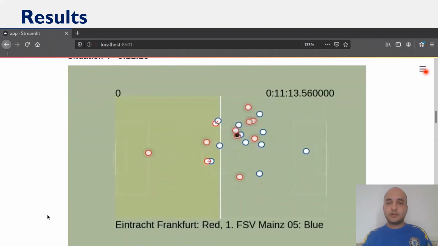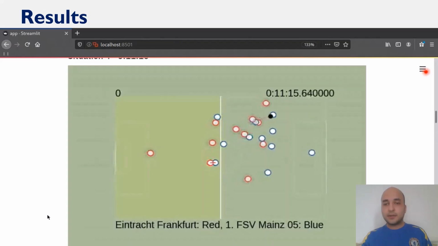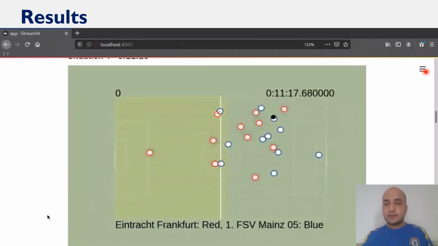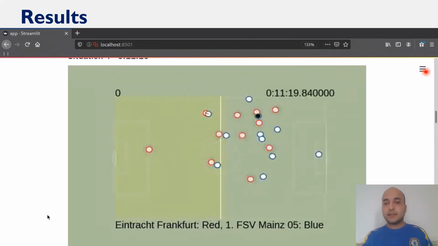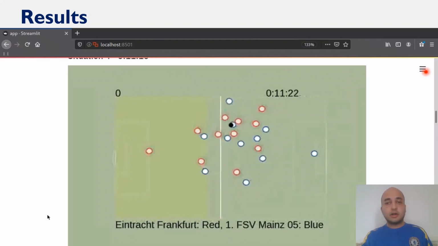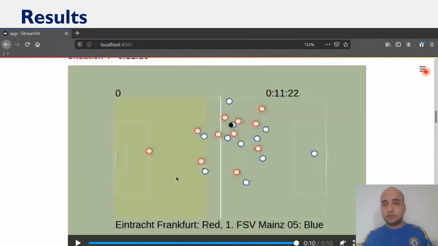And this is also another moment that you can see here. The player with a red line connected means that he's man marked, but not all players are man marked, and they also don't have a numerical superiority.